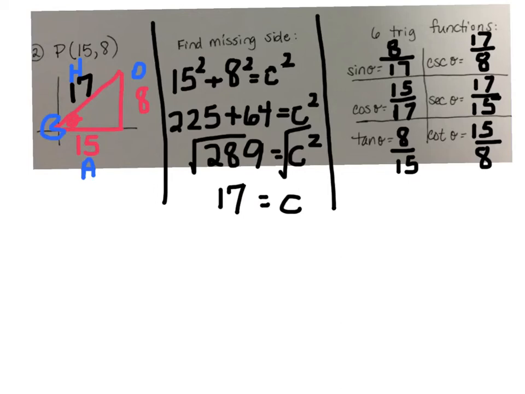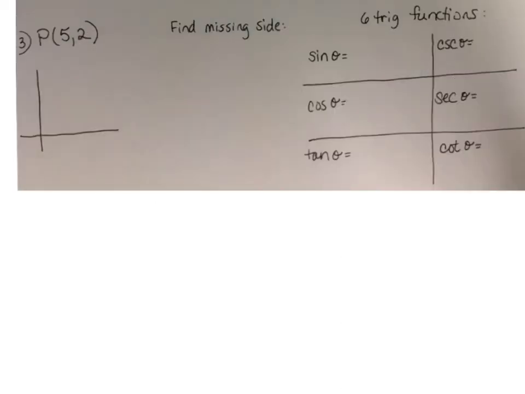Okay, on to number 3. Now, you notice on that last one, I did not count out 5 little hash marks to the right. I just drew my triangle and said, oh, that's about 5 and up 2. And then connect. And there's my reference angle.